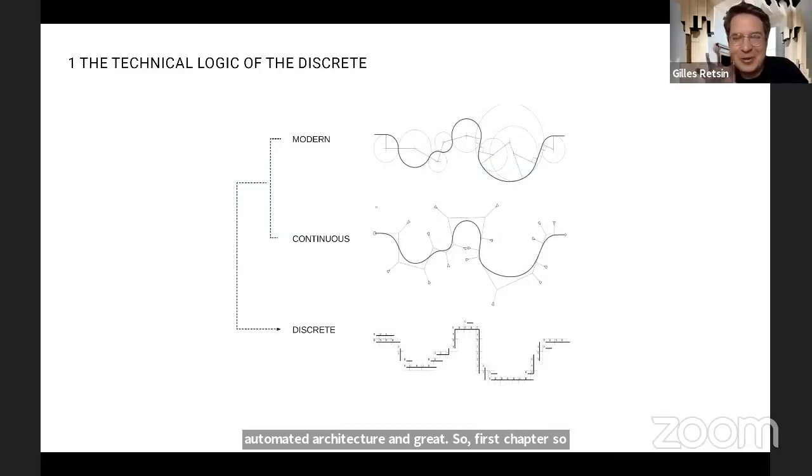And you will see that for every chapter, I will bring back this diagram. So the technical logic of the discrete, you could understand as the question, when we are building buildings, what are the technical ideas in the way that we organize those buildings? So what is the difference between, for example, modernist prefabrication and discrete fabrication? What is the difference between digital fabrication in a discrete paradigm versus digital fabrication in a continuous paradigm?